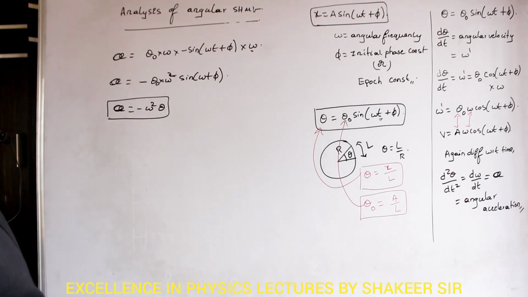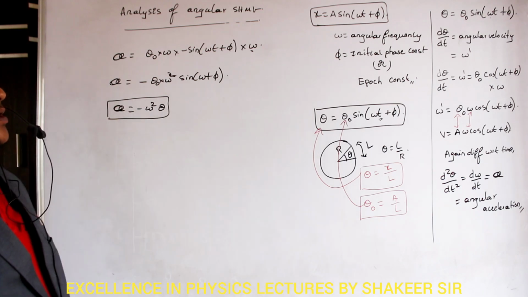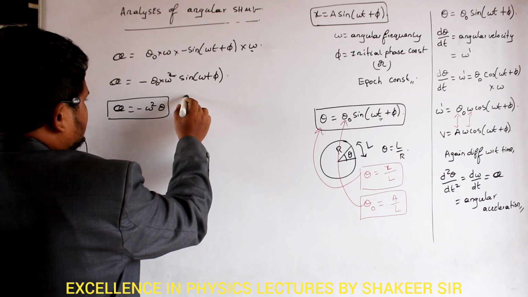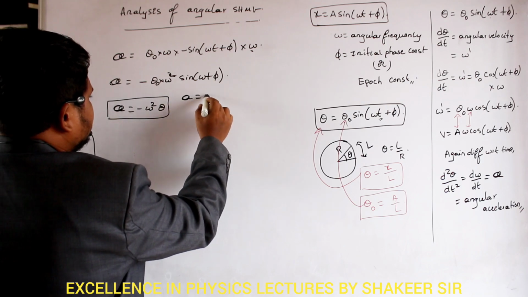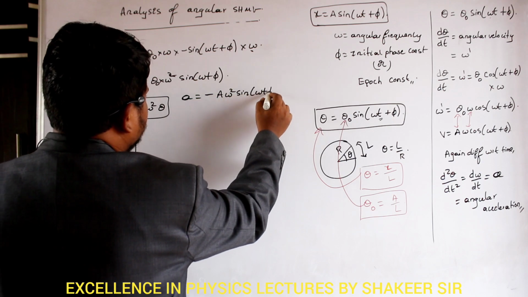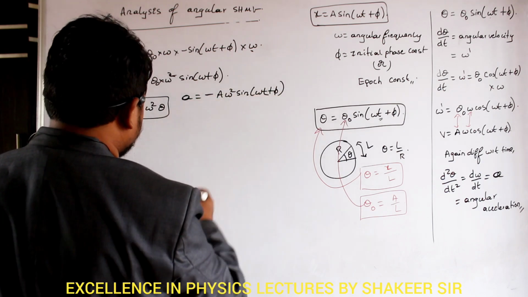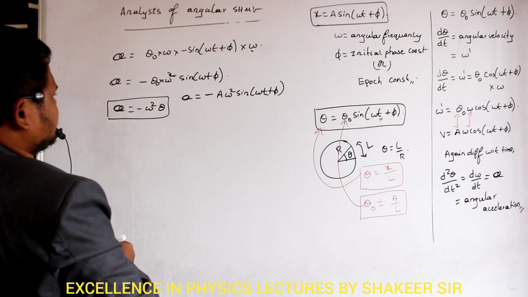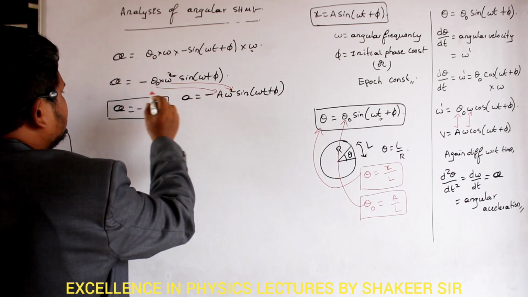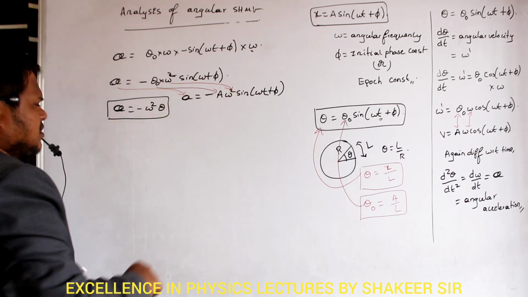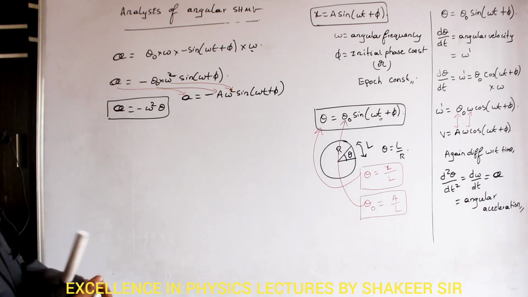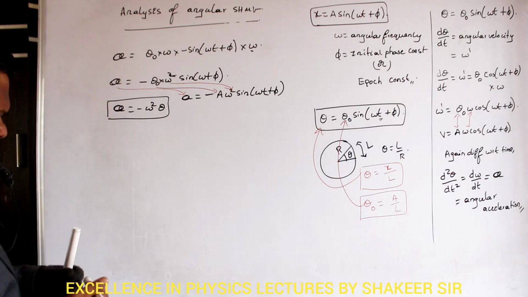Now comparing this relation with the equation of acceleration of linear SHM, the equation of linear SHM is a equals minus A omega square sine omega t plus pi. So exactly this equation and that equation are analogous to each other. Here theta naught is A, and omega is omega only. So alpha can be written as a. It means the equations of linear SHM and angular SHM are always comparable with each other. Are you able to understand?